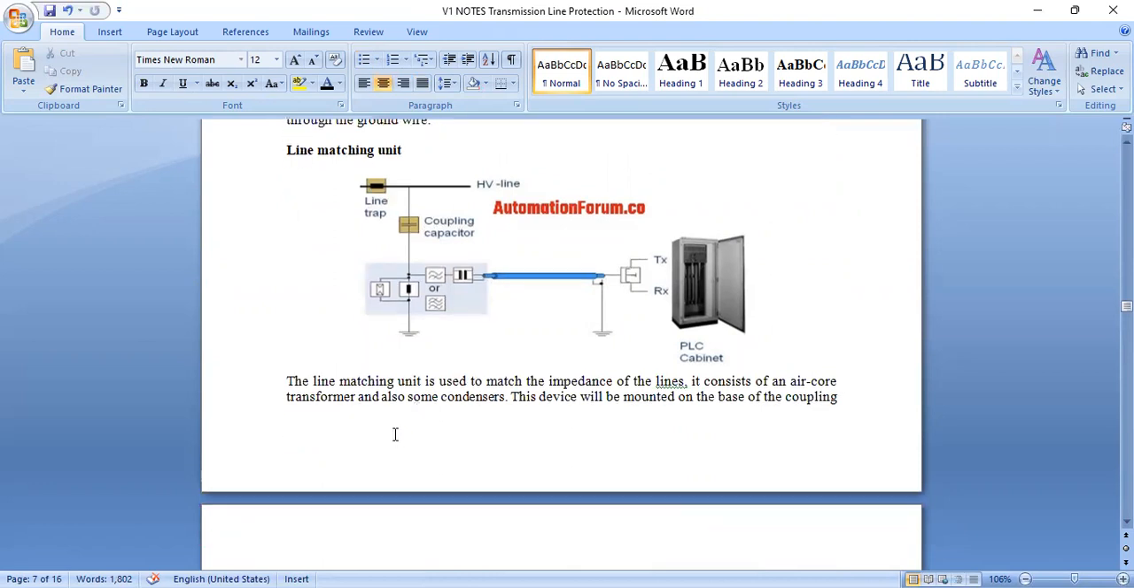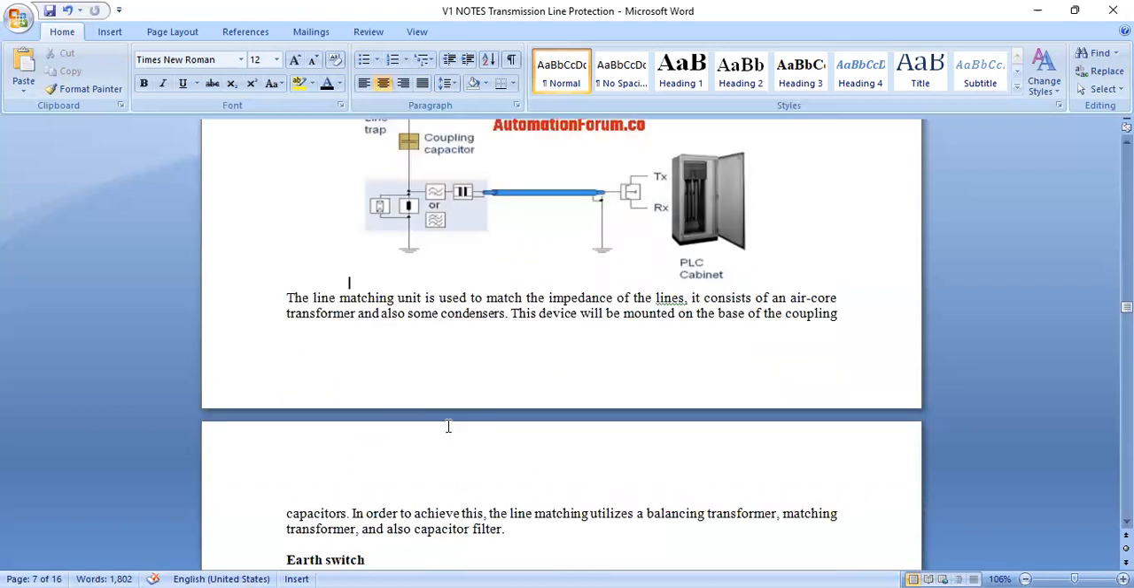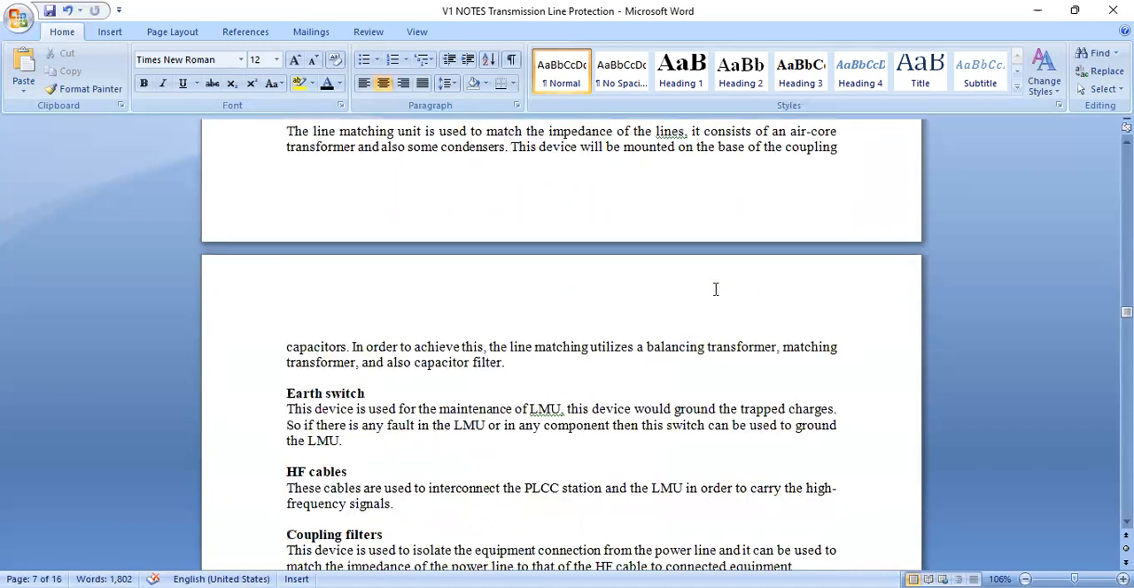The line matching unit is used to match the impedances of the line. That means it consists of the air core transformer and also some condensers. It will be mounted on the base of the coupling capacitor in order to achieve this line matching, utilized by the balancing of the transformer, and matching the transformer, capacitor and filter also.